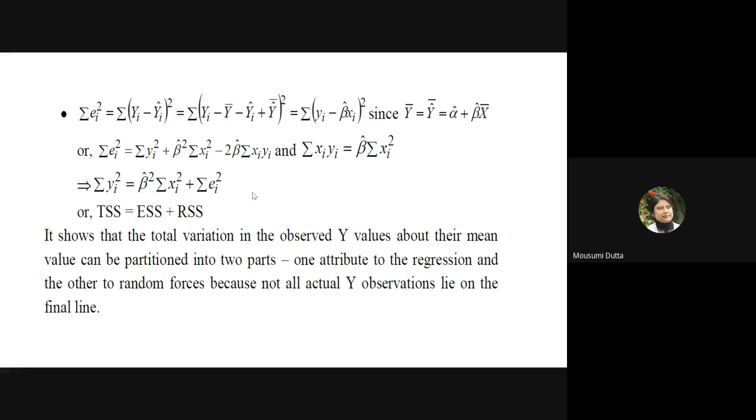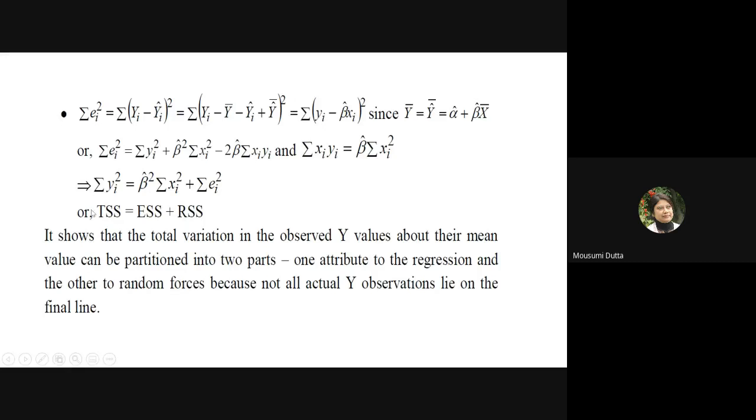Any question? Ma'am, could you explain the segment written below the equation TSS, ESS? The text right below that. Yes, ma'am.